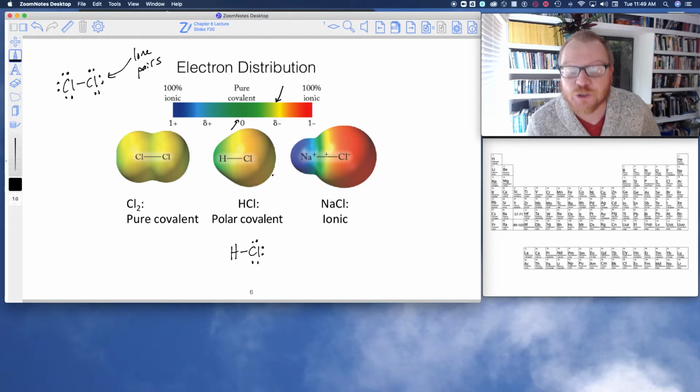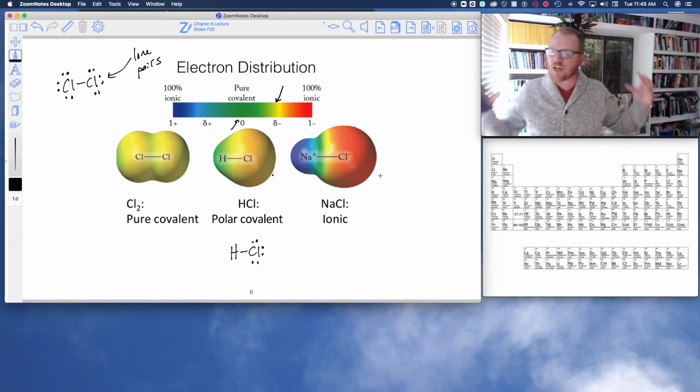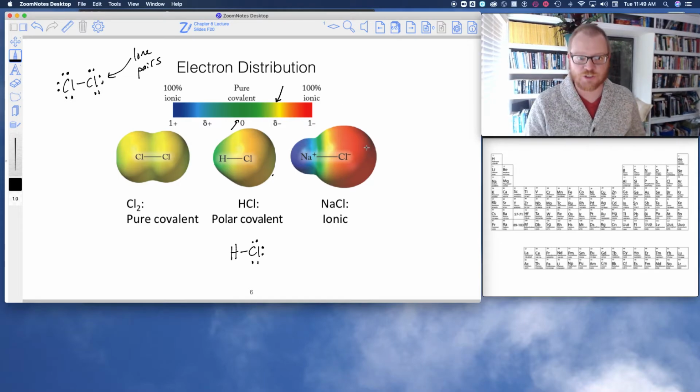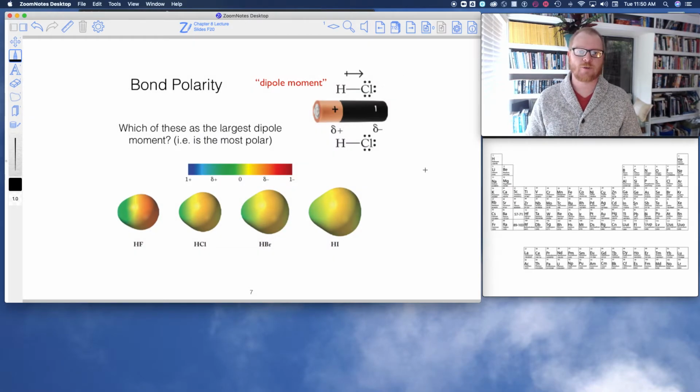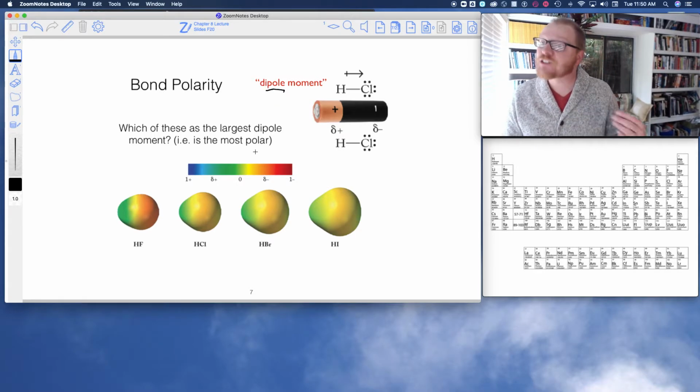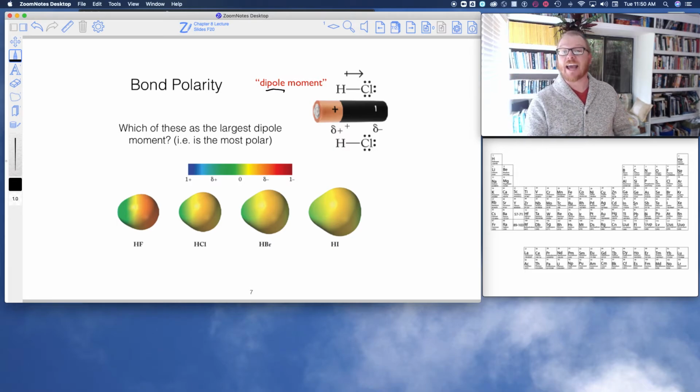And then when we get to sodium chloride, there's such a huge difference between these two. Sodium is positive and chlorine is negative. That just makes it ionic. There's no covalent bond there. So what is this polar covalent thing? It's what we call a dipole moment, the key part of that phrase being pole. Like a magnet has a north pole and a south pole. Or in this case, like a battery. A battery has a positive pole and a negative pole.